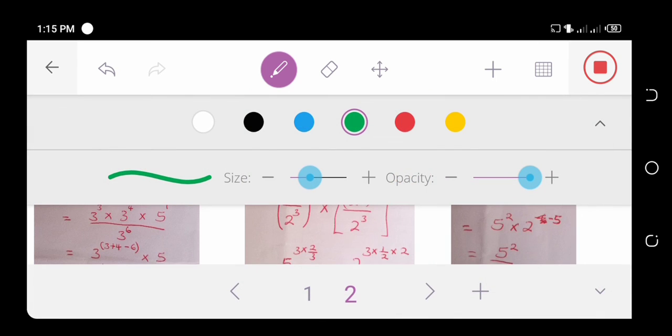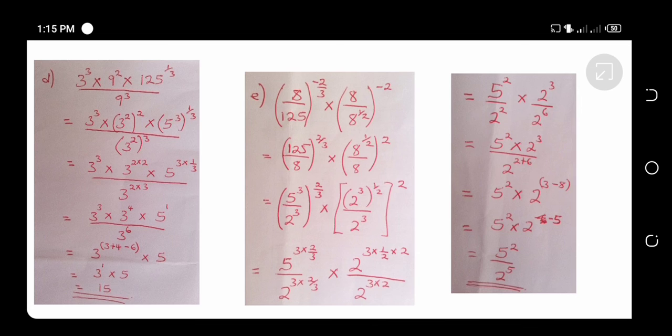Maybe let us go to another one. Let us go to D. D, we are having this expression. They want us also to evaluate it. So here, let us see. It is 3 to the power 3 times 9. Remember 9 is the same as 3 squared, but remember there's another power outside. Then times 125. It is the same as 5 cubed, and then it is raised to the power a third.